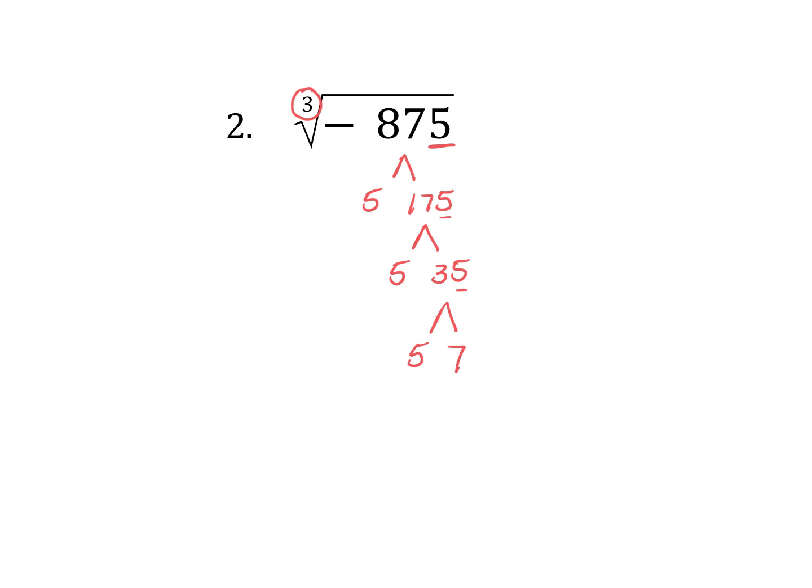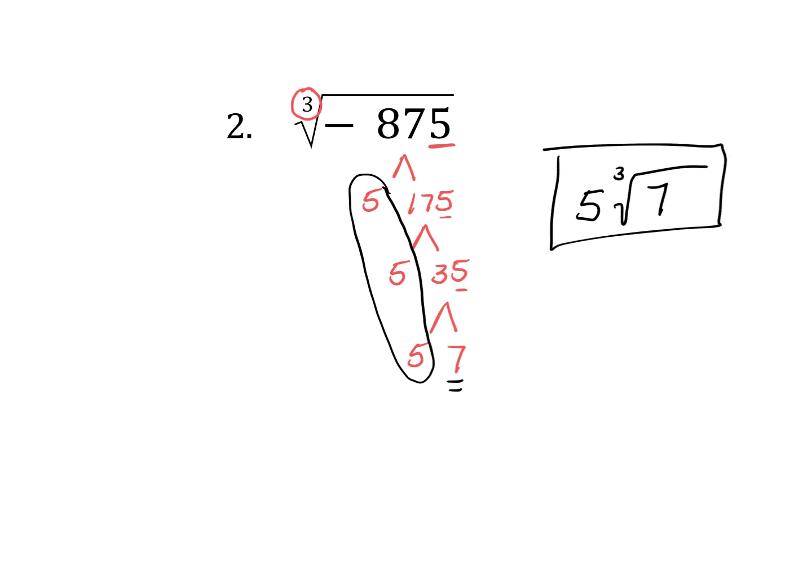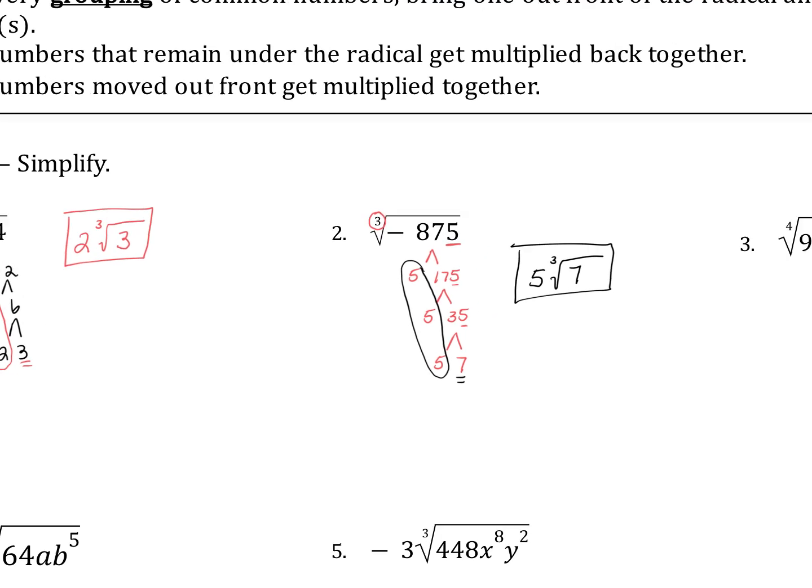The lovely thing I'm seeing here is I have three 5s in a group, and I'm left over with 7. So how we're going to write this is one group of 5 goes outside. Don't forget your little 3, and 7 is on the inside. Here's our answer for number 2.